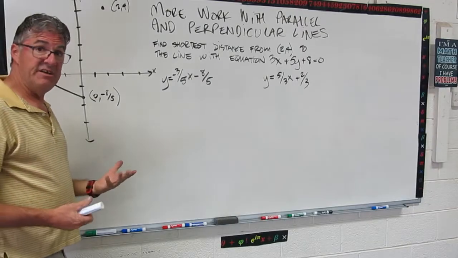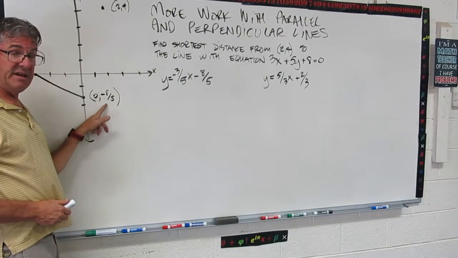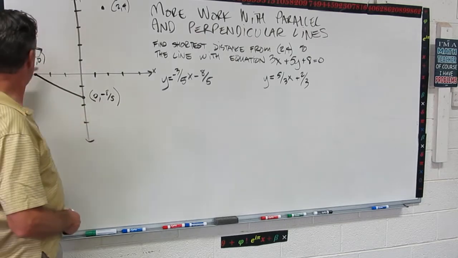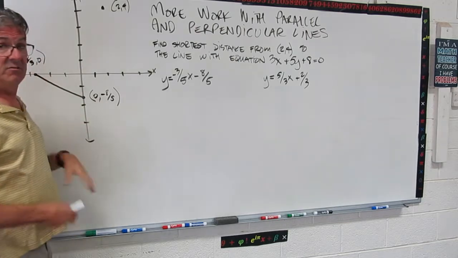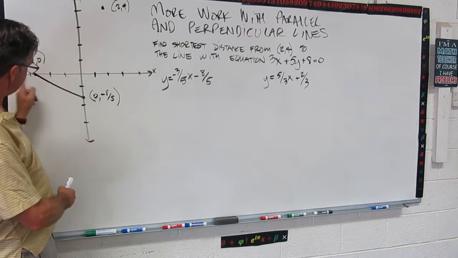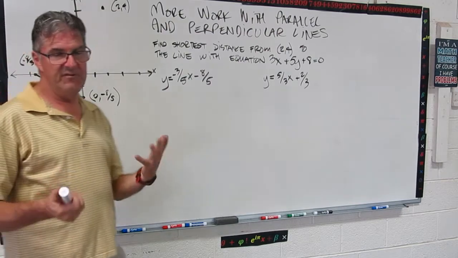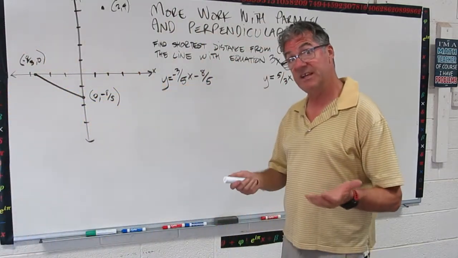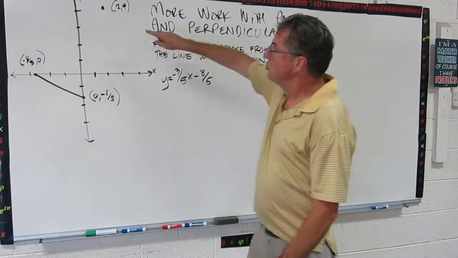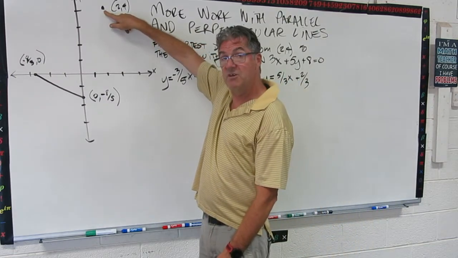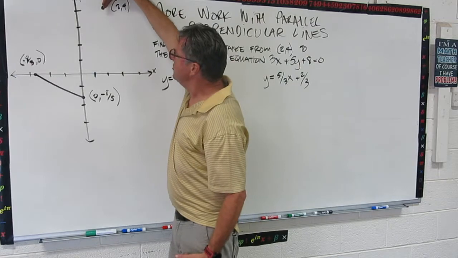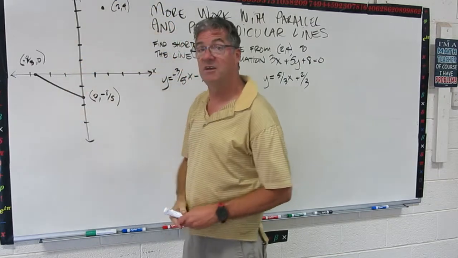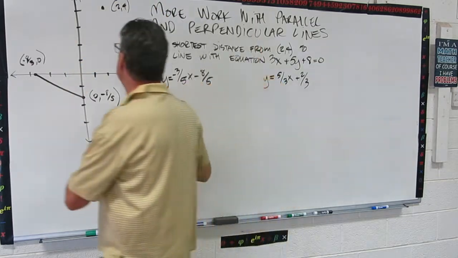So again, to summarize, you remember that was the y-intercept that we found, and this is the x-intercept that we found when we set the equation equal to 0. So I just graphed that. Now I want to review an important concept that I mentioned in the beginning of the lesson. The shortest distance from a point to a line is a perpendicular that goes straight down to the line. So I'm going to go ahead and sketch that in.